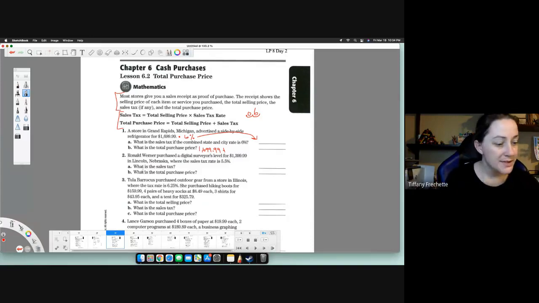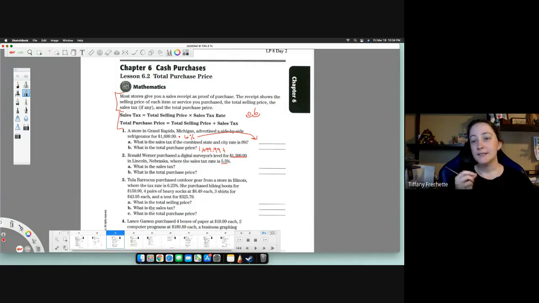Okay, same exact idea here on number 2. We're given a total purchase and we're given our tax rate. So we multiply and then add it back for our total purchase price. Okay, number 3, again, this is the same exact idea as section 1. We're just being asked to total all the purchases here.